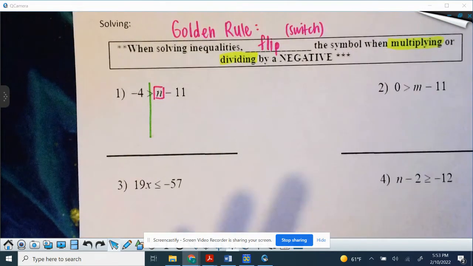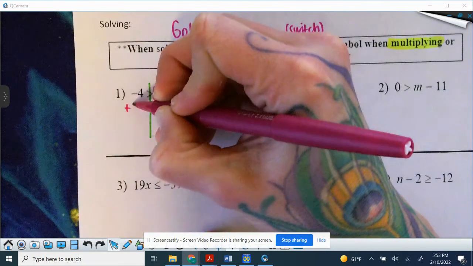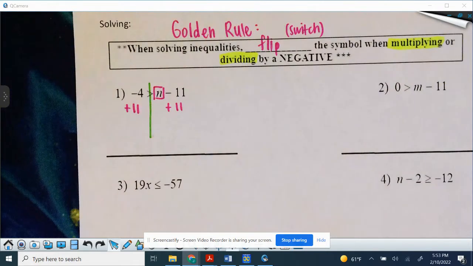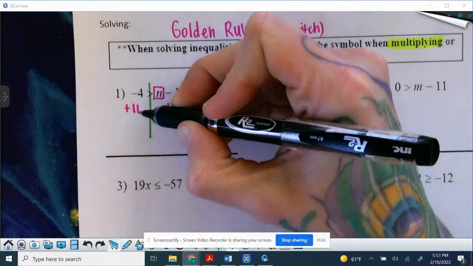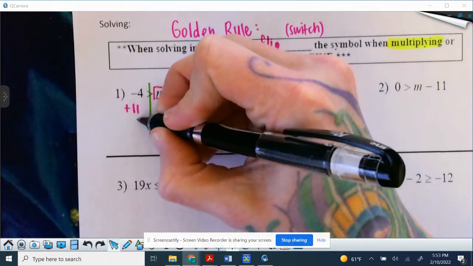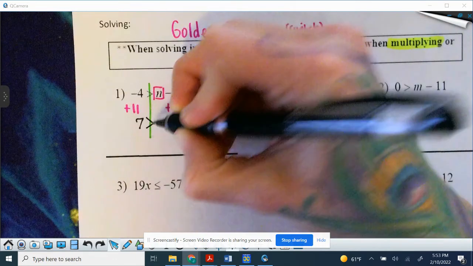So I have a negative 11. So I'm going to add 11 to both sides. Now I added a positive 11, so everything is perfectly fine. We can keep going. If I owed you 4 and I paid you 11, that means I gave you an extra positive $7. 7 is greater than n.